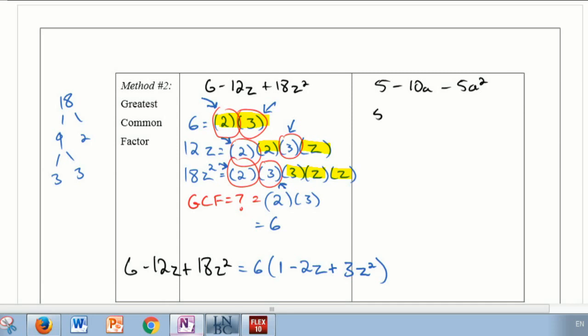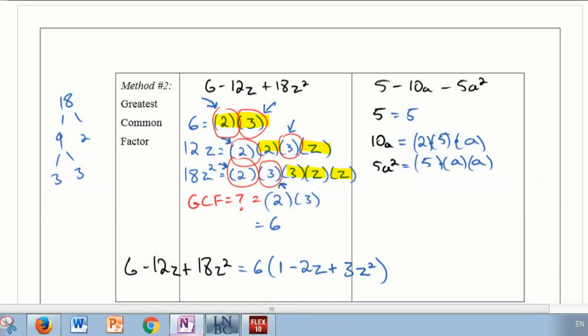Okay, 5, 10a, and 5a squared. Again, we're just going to have to mind our signs for now. 5 just breaks down into 5. There's nothing I can break that down into further. It is prime. 10, I can break into 2 times 5, and then I have an a kicking around there. And then here again, I have 5 and a and a. I guess I've been putting these things in brackets, so I'll just continue to do that.